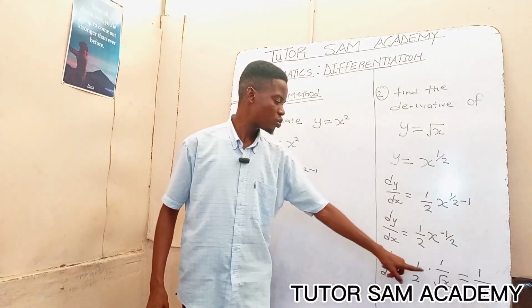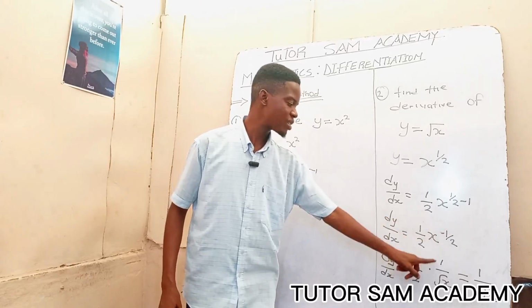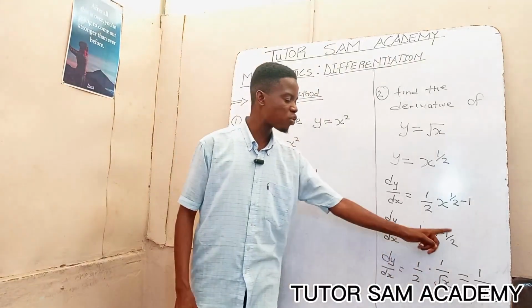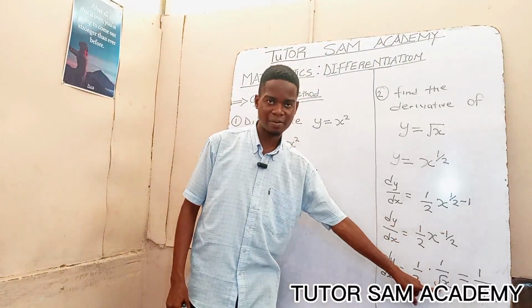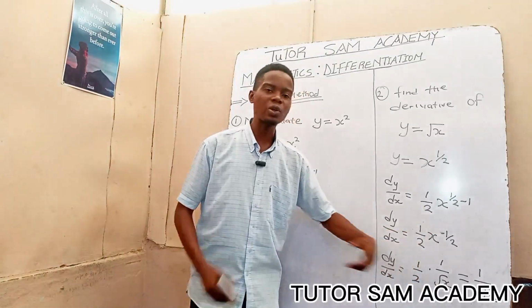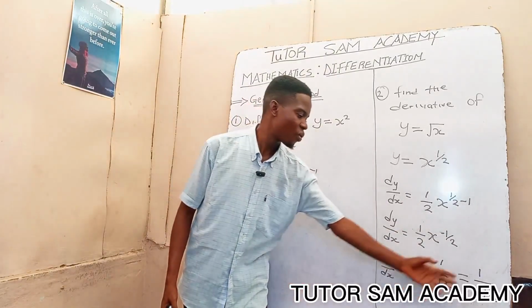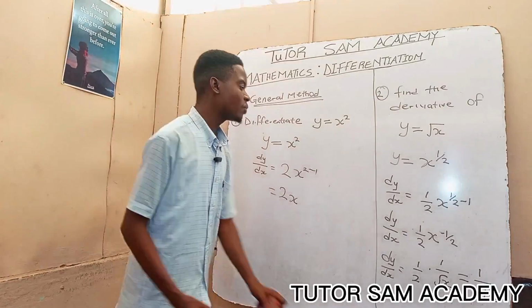So 1 over 2, x raised to the power of minus 1 over 2 is the same thing as 1 over square root of x. Because x raised to the power of 1 over 2 on its own is only root x. But because of this minus, when you have minus as power, it means inverse of that thing. So finally I have this as my answer.